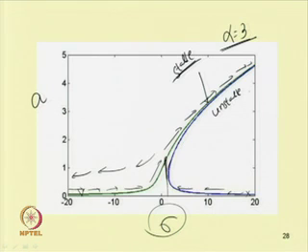So, this is a stable branch and this branch is also stable. Before this point the system has only a single response curve, but after this value the system has 3 equilibrium positions. Corresponding to the upper branch it has 1 equilibrium position, and corresponding to this lower branch it has 1 equilibrium position, and this is the unstable branch.